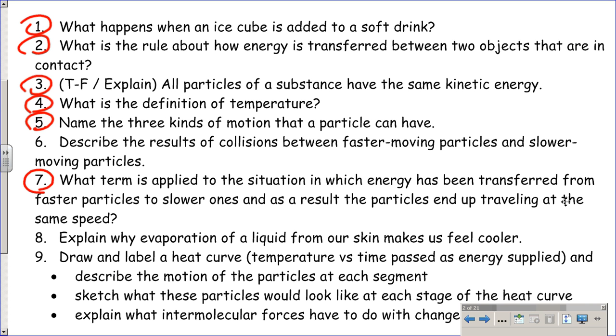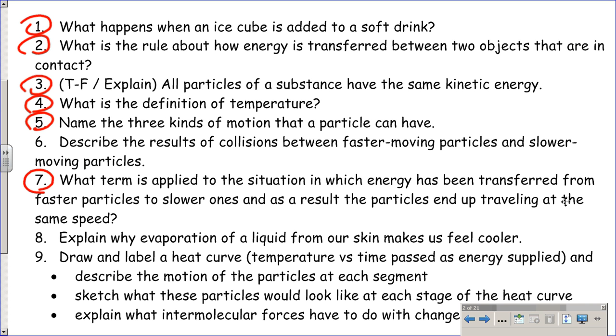So the ice cube particles are vibrating pretty slowly, and the soft drink particles are vibrating faster because they're at a higher temperature. So the faster vibrating particles in the soft drink are colliding with the slower ice cube particles, making them move faster. So they're transferring their energy, right? When they collide, they transfer some of that kinetic energy to the slower moving particles so that in the end, they end up with the same energy.